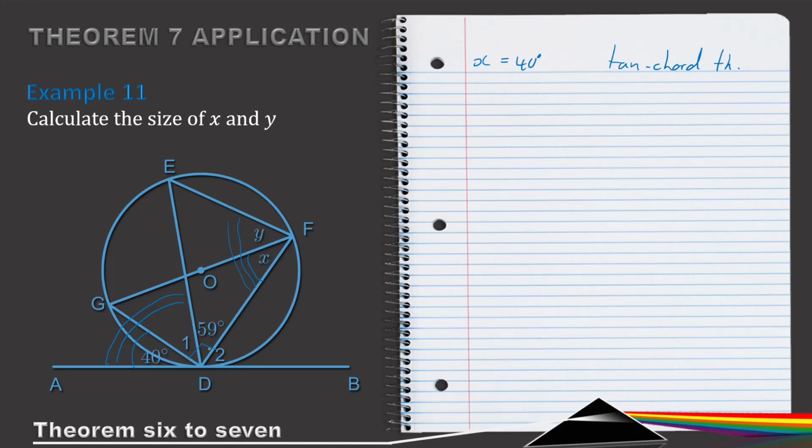We know that this is a 90 degree angle because of this diameter. And if we have D1, we know from a previous theorem that D1 and Y must be equal because they are subtended by the same chord. Okay. So to find D1, we're going to say that D1 plus the 59 degrees is equal to 90 degrees because that is angle in semicircle.